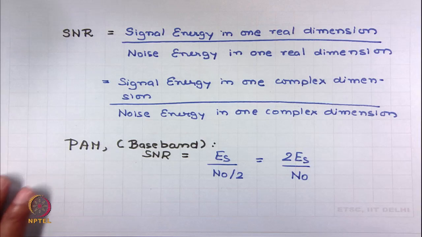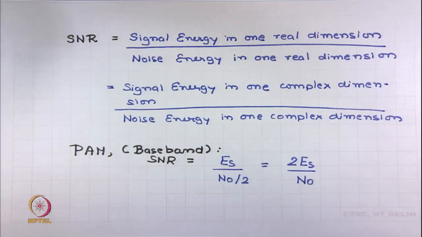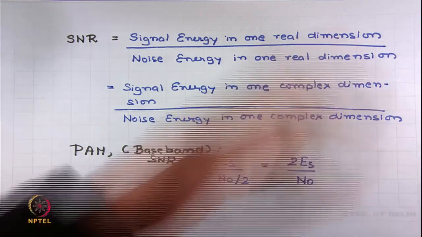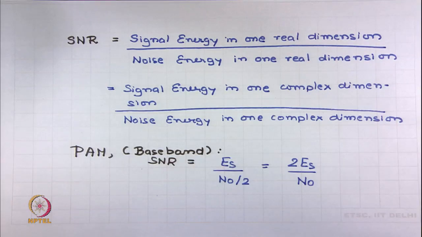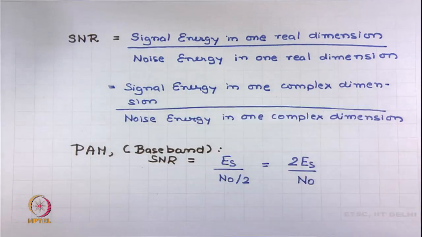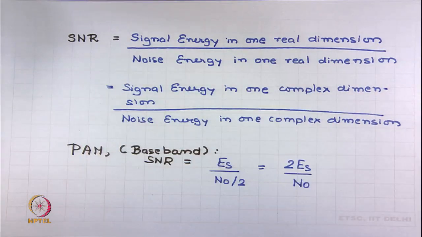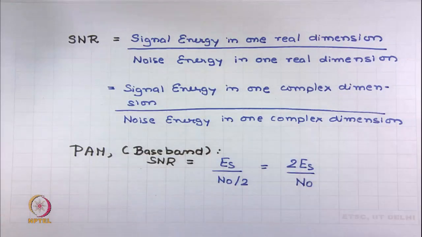So, signal to noise ratio we can now define more specifically as signal energy in one real dimension divided by noise energy in one real dimension, or degrees of freedom, interchangeably. Or if you want to consider complex dimension, then you should consider the signal energy in one complex dimension divided by noise energy in one complex dimension. You have to be fair. If for signal you are considering real, consider the dimension also for noise as real. If you are considering for signal a complex dimension, also consider for the noise the complex dimension.